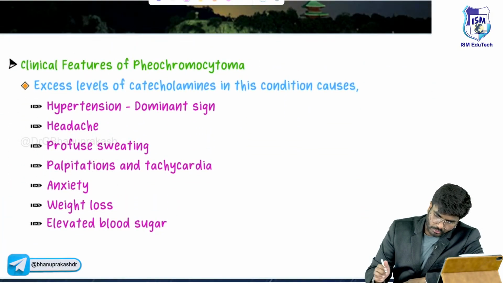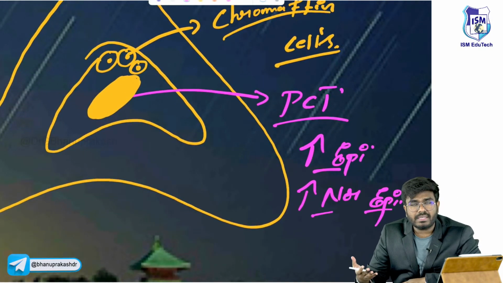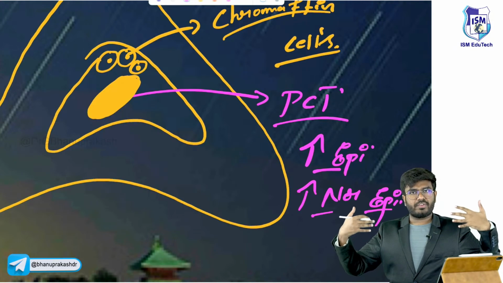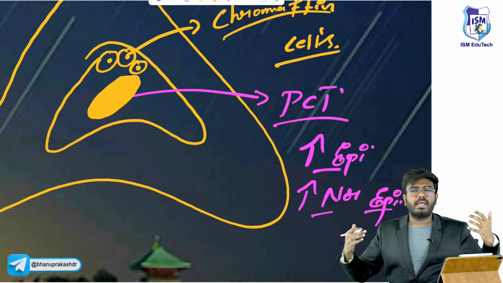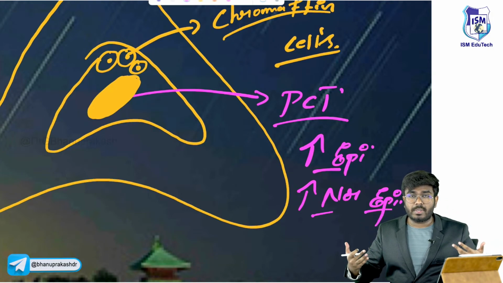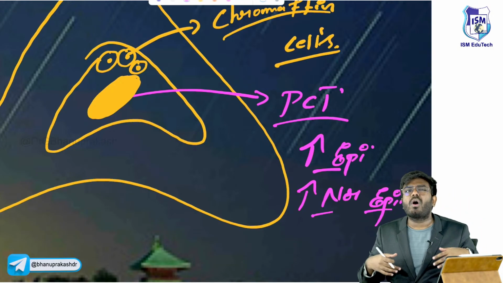So the clinical features. Epinephrine and norepinephrine are sympathetic hormones. As they are sympathetic hormones, sympathetic features are going to be seen. More sympathetic features are there in the body. What are they? Hypertension. Sympathetic hormones will cause an increase in the BP. Whenever there is hypertension, there is headache, nausea, vomiting.